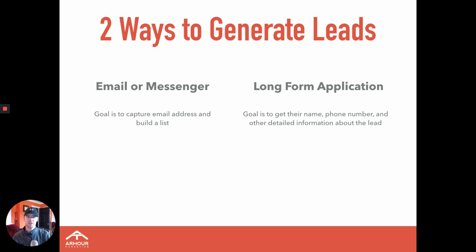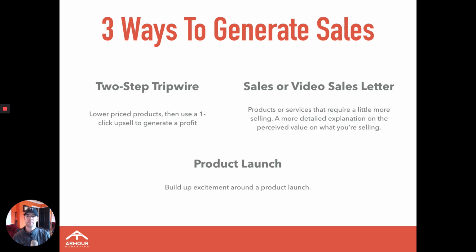So there are two ways to generate leads. There's email or messenger, and the main goal here is to capture an email address and build a list so you can continue to market to those people and create a relationship with them. The second way is a long form application. The goal there is to collect a little bit more information outside of just the email address. You might want their phone number so you can reach out to them, or other detailed information about the lead that will help you eventually sell to them.